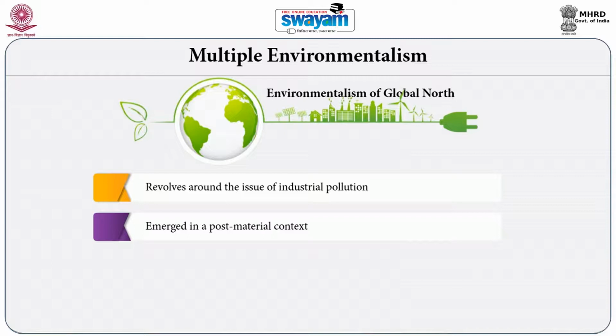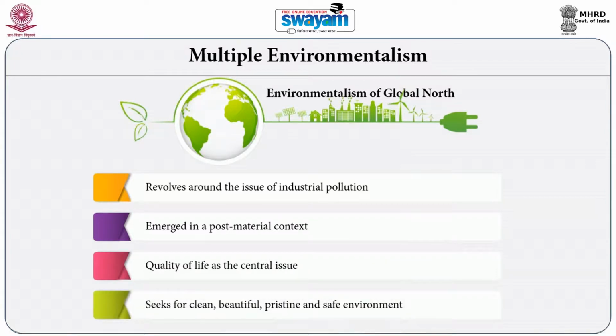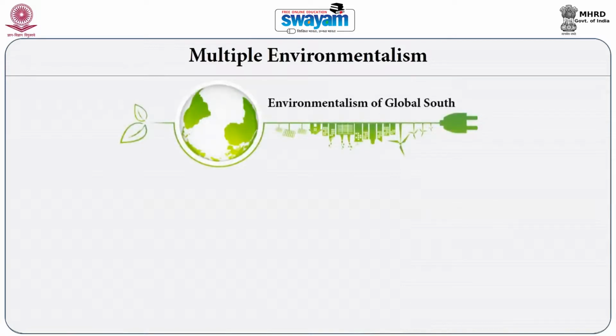So industrialization continued along with environmental degradation, but environmental degradation became a public issue only in recent times, and in that sense environmentalism emerged in the developed societies as a post-material, post-industrial concern. The basic issue of environmentalism in the north revolves around quality of life issues; in other words, northern environmentalism seeks a clean, beautiful, pristine or safe environment.